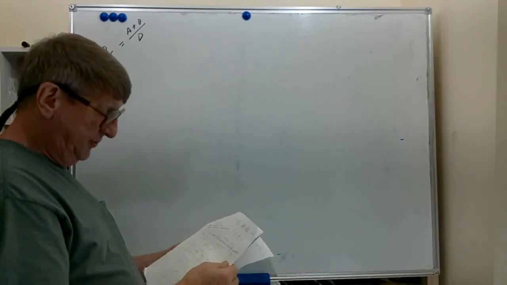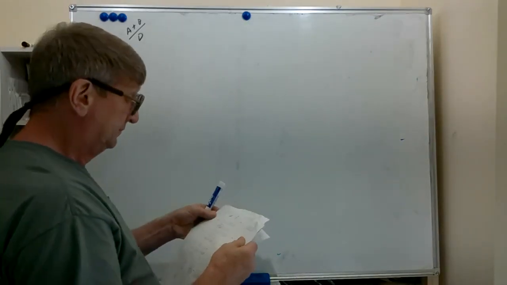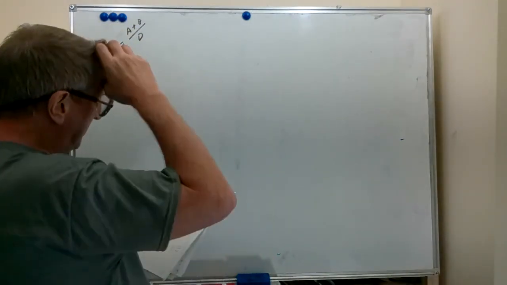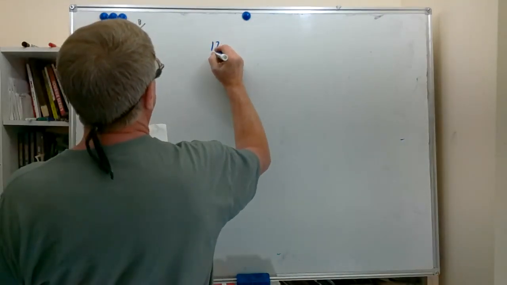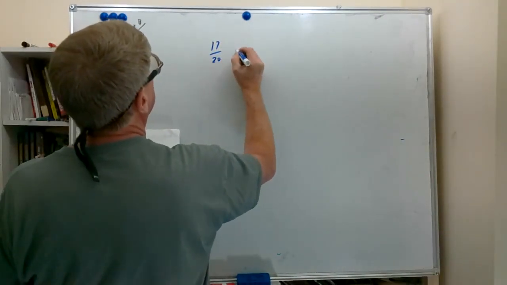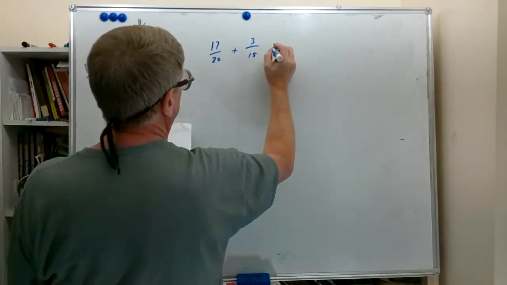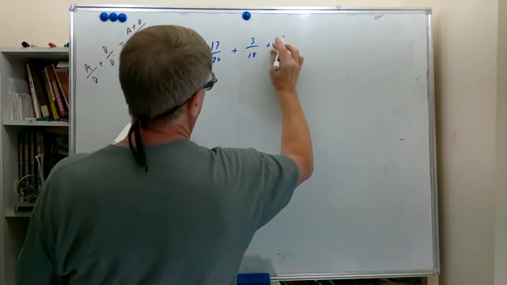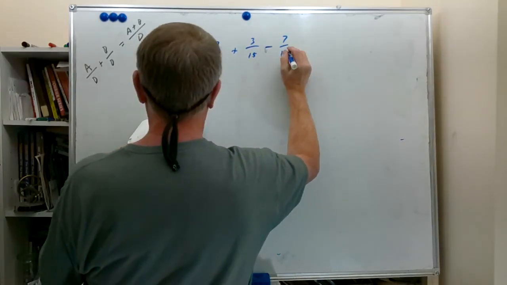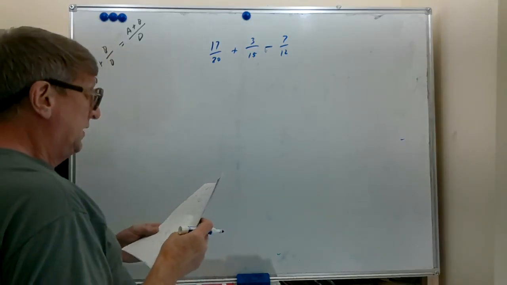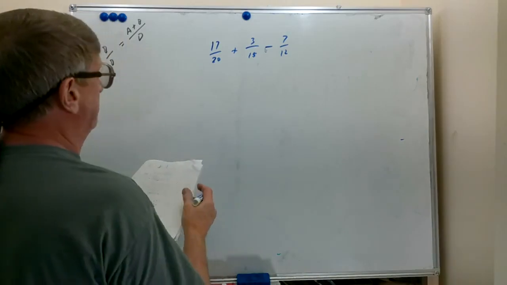So let's see. Okay, we're going to do another one here. This one's a little more complicated. 17/20 plus 3/15, minus, now we're going to subtract, minus 7/12. Well, let's find the least common denominator doing the prime factorization method.